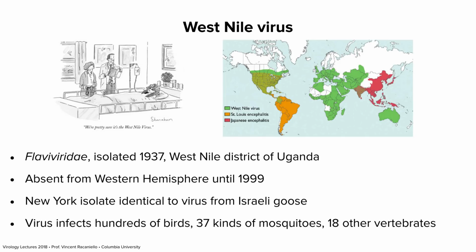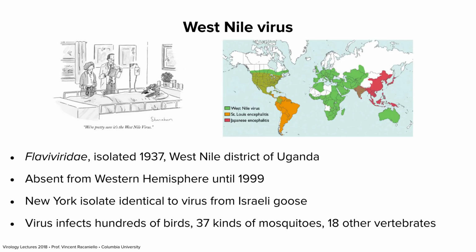Isolated in 1937. And we actually did not have it here in the Western Hemisphere until 1999 when it came to New York City. As I told you before, it came from probably Israel because the isolate in New York was identical to an isolate from an Israeli goose on a goose farm. It infects many kinds of birds, many kinds of mosquitoes, and other vertebrates. So it has a very broad host range, and that's why once it entered the U.S., it spread so quickly.